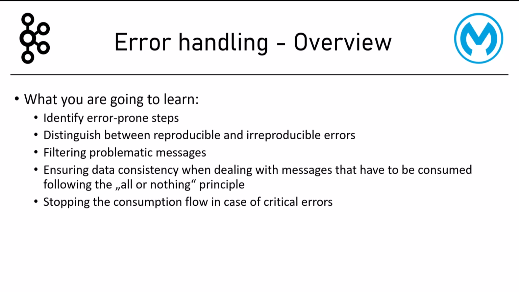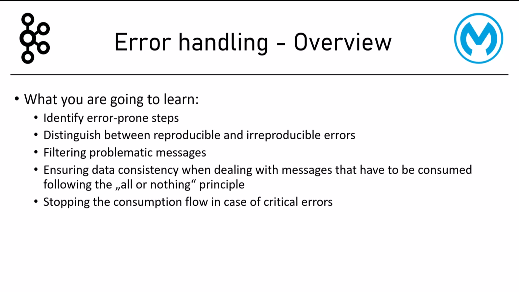After this, you will get to know a simple and effective method to ensure data consistency when you are dealing with messages that have to be consumed following the all-or-nothing principle. In other words, a potentially incomplete consumption of one or more messages will be transparent to your target system, so these messages can be excluded from the follow-up process.